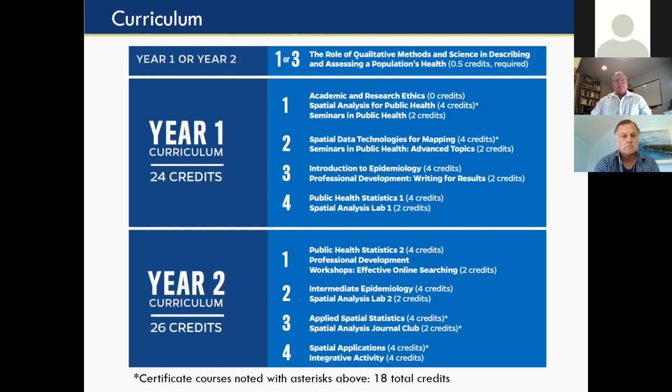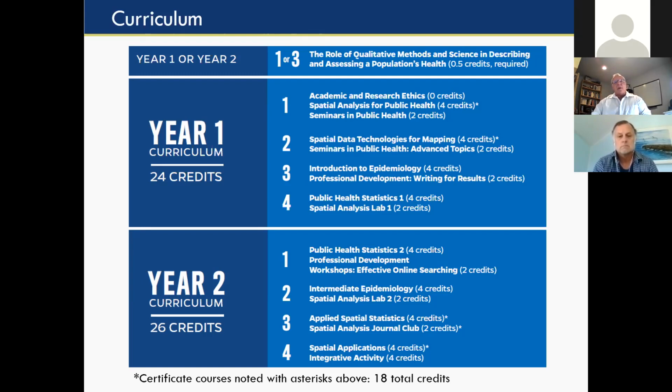Then in year 2, you continue to follow up with your biostatistics. So there'll be 2 biostatistics classes, public health statistics 1 and 2. And then in quarter 2 of your second year, you follow up with your second epidemiology class. And then we bring you back and start doing spatial statistics. So in term 3 of year 2, we have an applied spatial statistics course and also a journal club course that goes hand in hand with that course.